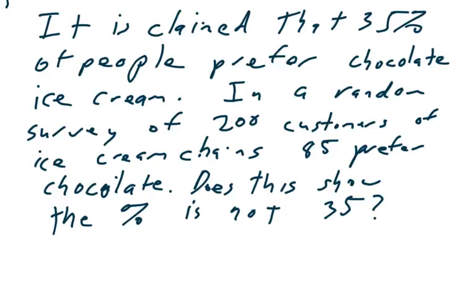Alright, it is claimed that 35% of people prefer chocolate ice cream. In a random survey of 200 customers of ice cream chains, 85 prefer chocolate. Does this show that the percentage is not 35?